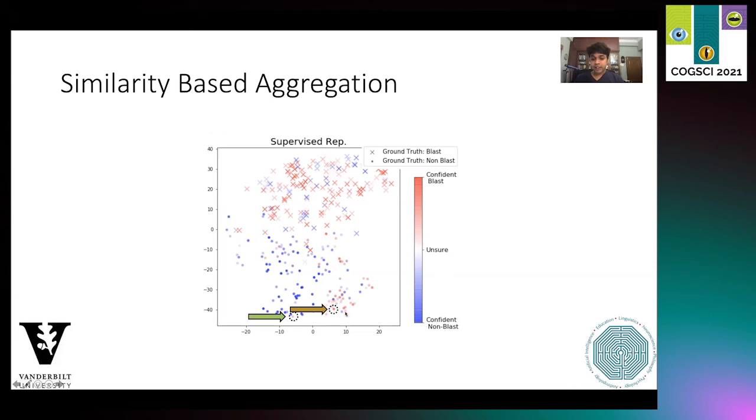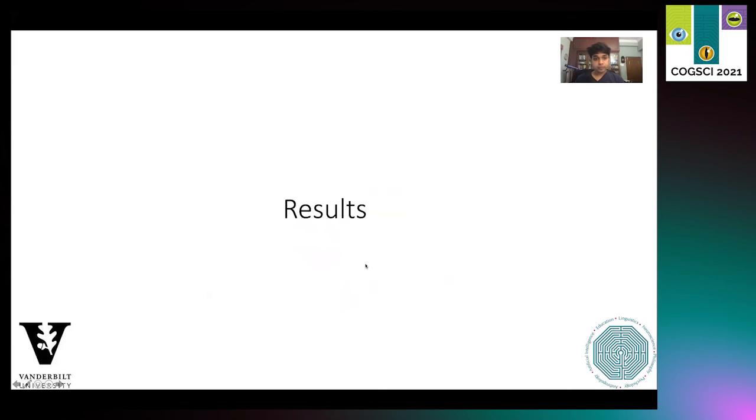If you look at this region, this is a place where this person got it wrong consistently for a lot of images. They said it was blast, but it was actually non-blast. So here similarity-based aggregation will not fix it, because on that cell and the nearest images, that person made an incorrect response. Over here, on the other hand, this can be fixed by looking at the closest neighbors. So there are parts where this algorithm will fail and some parts where it will succeed.